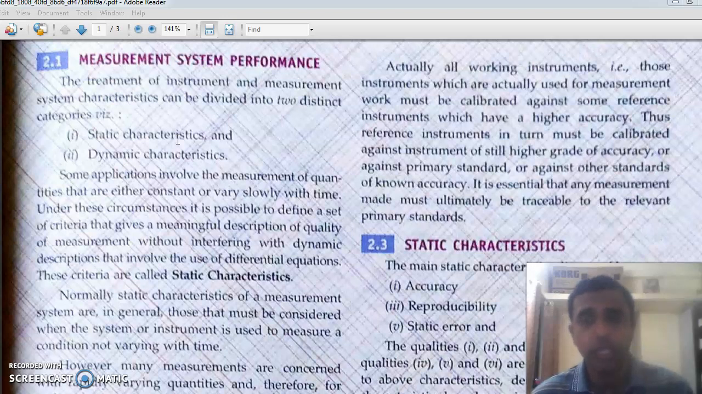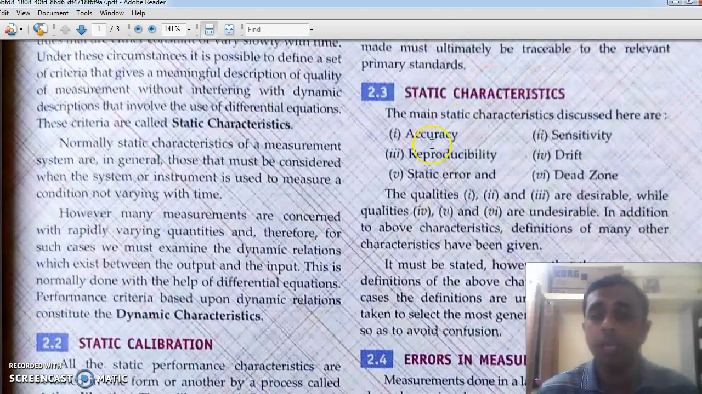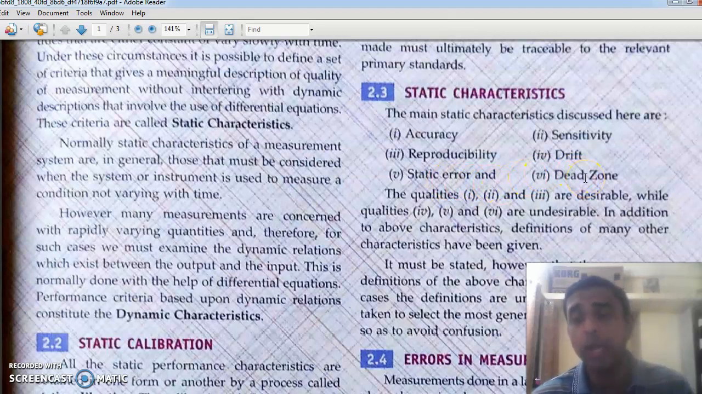Then we will go to the two things, static characteristics first. These are the different parameters that come under static characteristics: accuracy, sensitivity, reproducibility, drift, static error, and dead zone. The first three are necessary characteristics: accuracy, sensitivity, and reproducibility. But drift, static error, and dead zone are not at all necessary. They are not required, and they are totally undesirable. So 4, 5, 6 are undesirable, whereas 1, 2, 3 are desirable.